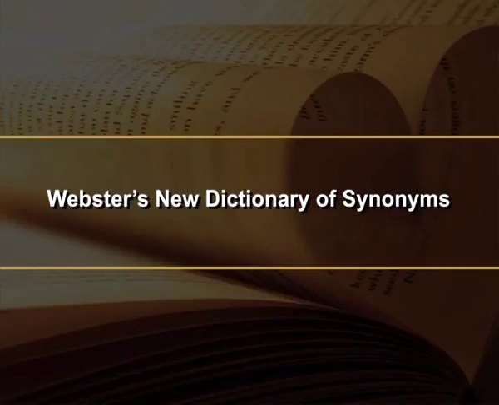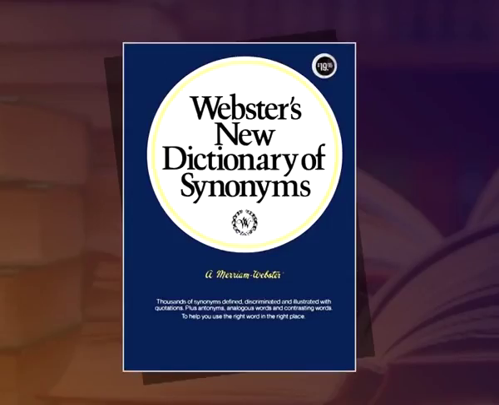Let us evaluate some special dictionaries. Webster's New Dictionary of Synonyms. It was published by Merriam, Springfield, Massachusetts, in 1968. It consists of discriminated synonyms with antonyms and analogous words and contrasted words. All words are arranged alphabetically.